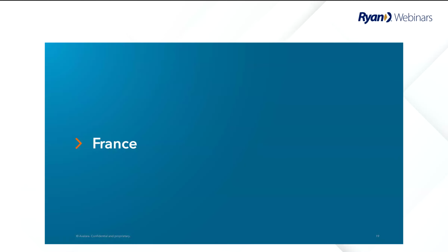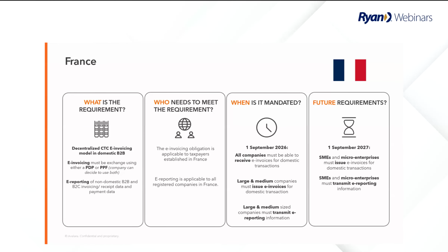So the next one that I want to go through is France. France has been delayed repeatedly, where it's been pushed back massively from where we originally were going to have it introduced. Now, it is a rather complex mandate. From the 1st of September 2026, again, all companies must be able to receive e-invoices, and large and medium companies must issue e-invoices. And then there's also the reporting side as well, which is going to be for B2C transactions, etc. So that's why I said earlier that there is that kind of gray area between e-invoicing and e-reporting, or where they both go hand in hand.